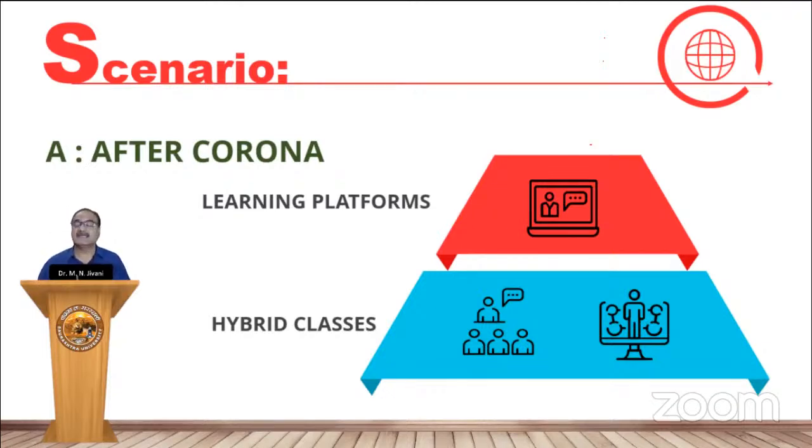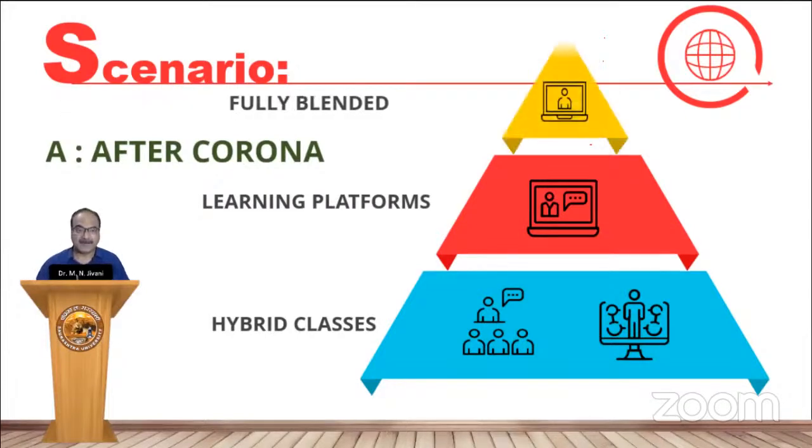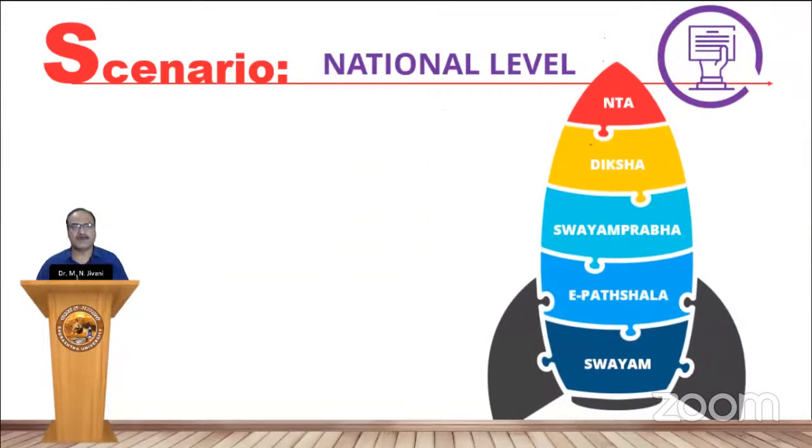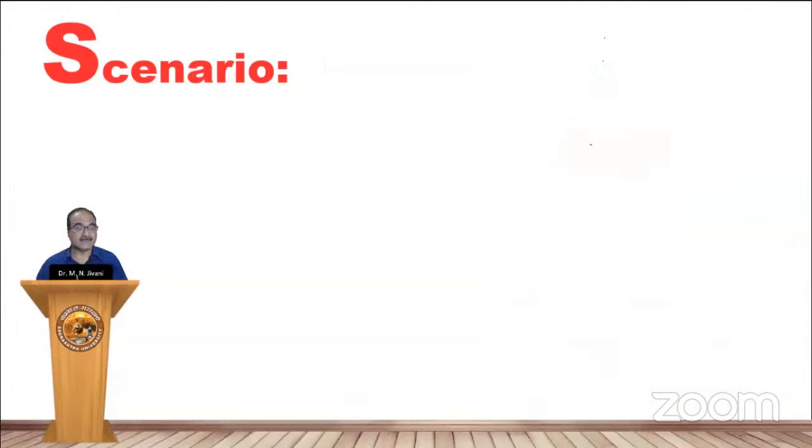Students and teachers started developing their own learning platforms after Corona, right? They have their own Google Classroom, their own LMS, and fully blended. So these are the things before Corona, during Corona, and after Corona. Now we are moving quickly. This is the national scenario: the Swayam platform is there, ePathshala is there, Swayam Prabha is there, the Diksha platform is there, NTA is there, right? These are the national scenario at present.